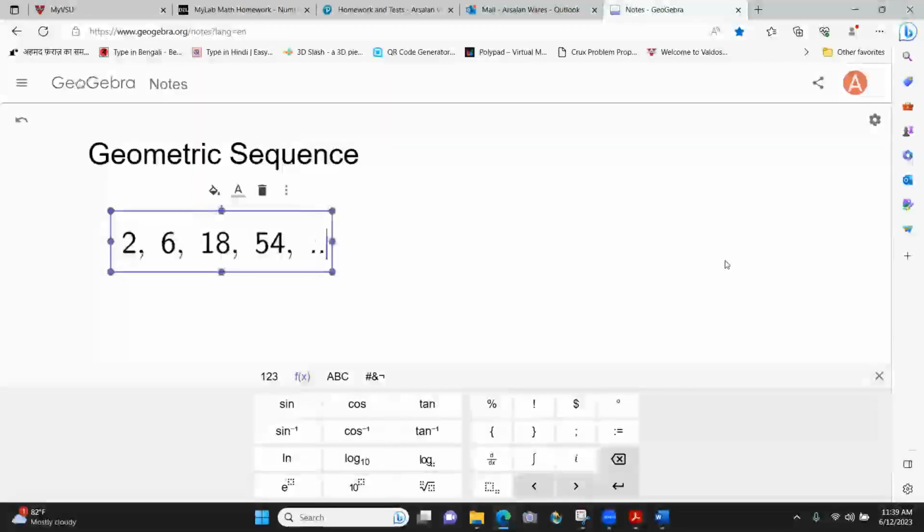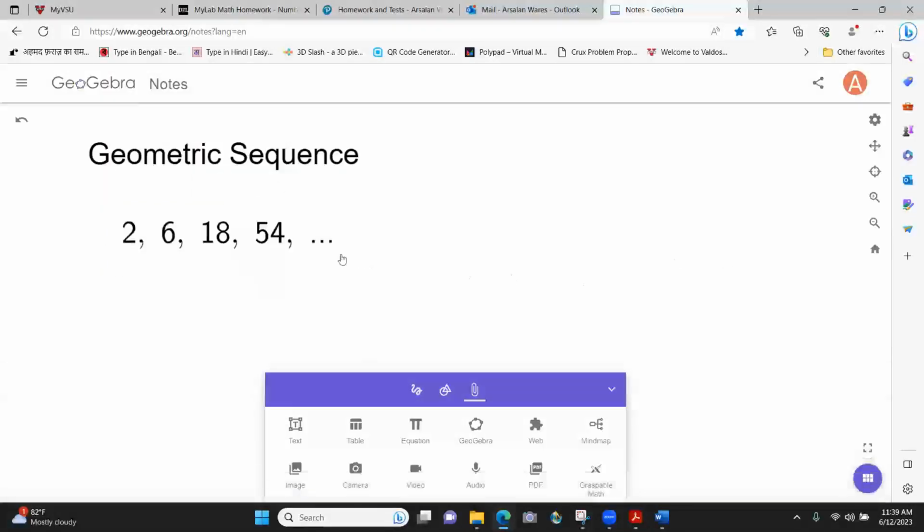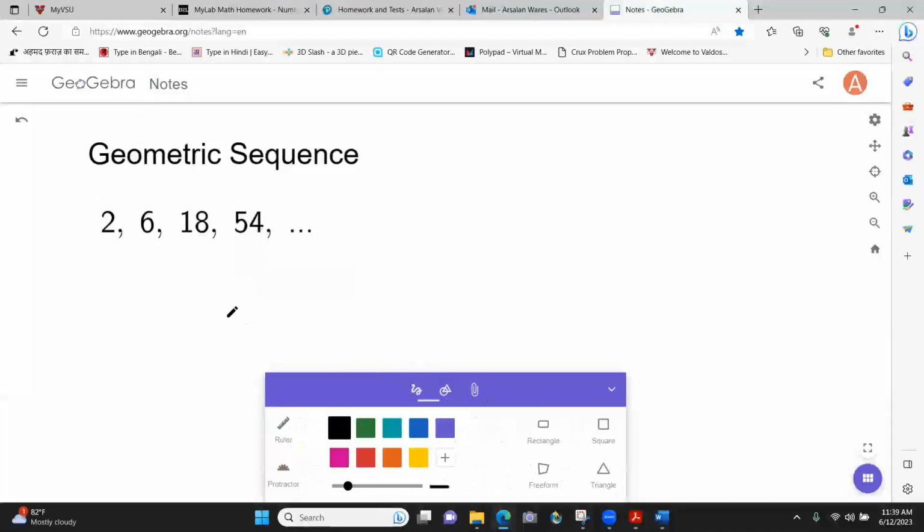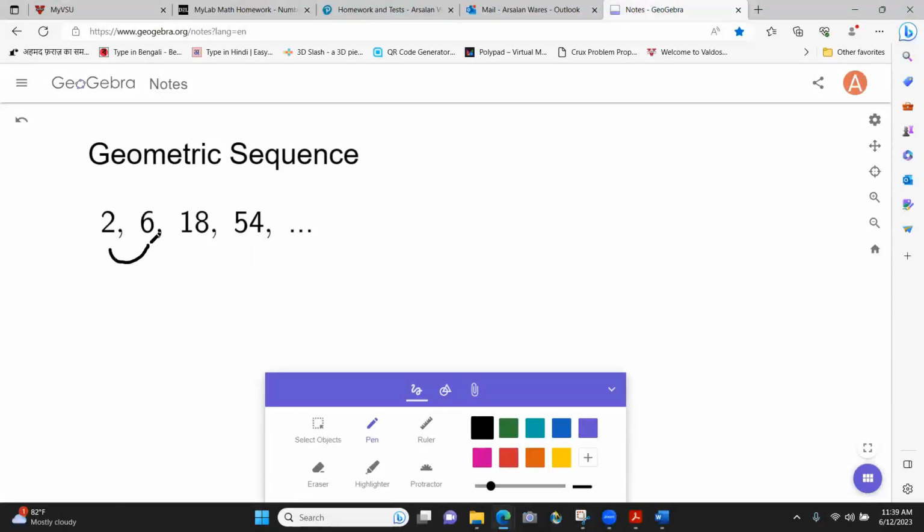Okay, what's going on? What do you see? Do you see any patterns? Well, it seems like they're taking the first number, multiplying it by 3, taking the second number, multiplying it by 3, taking the third number, multiplying it by 3. And yeah, that's about right.